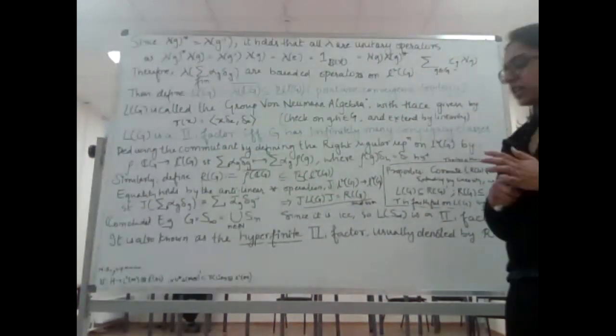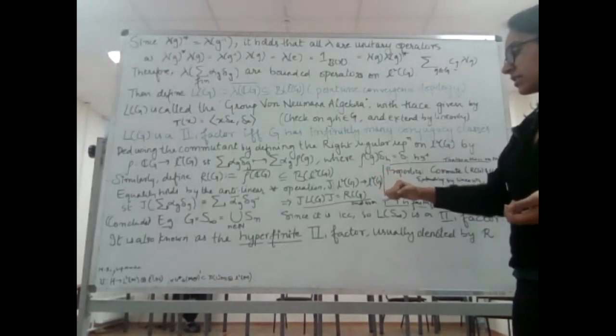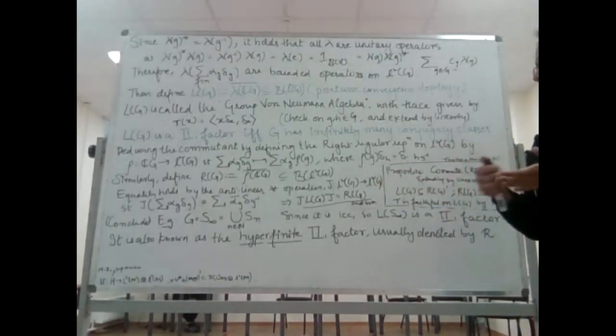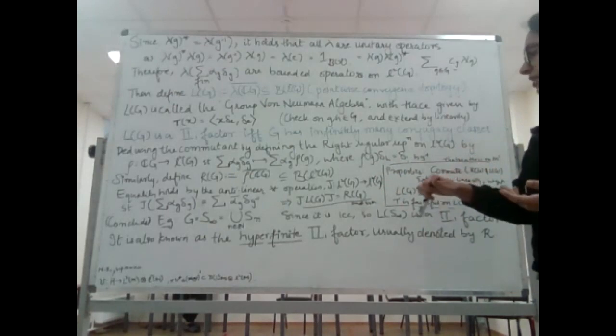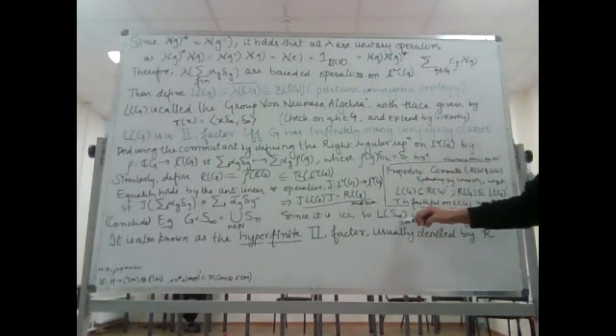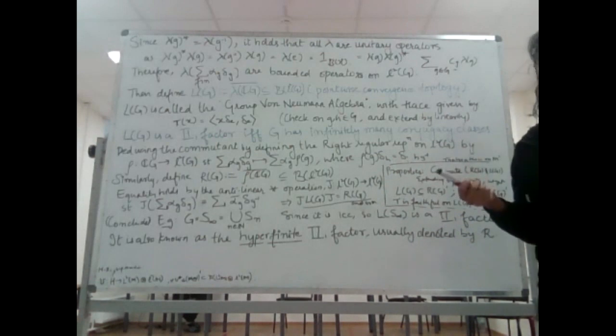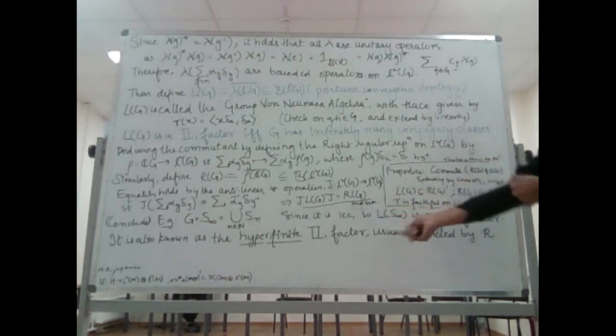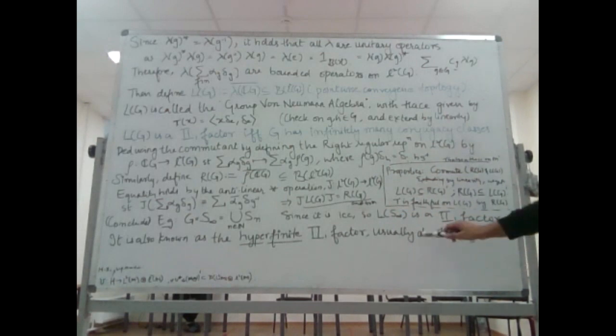An even better property of this exact factor is that it's hyperfinite. It just means that there exists a dense star sequence in L of S infinity. What's even better about a hyperfinite 2-1 factor is that there is only one such factor, and basically every other such factor is isomorphic to L of S infinity, which is denoted by R.